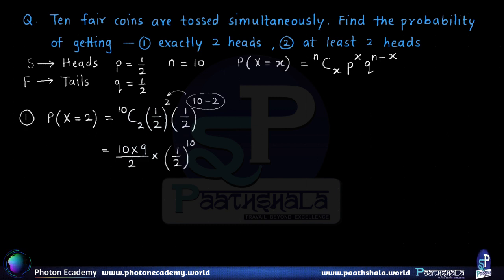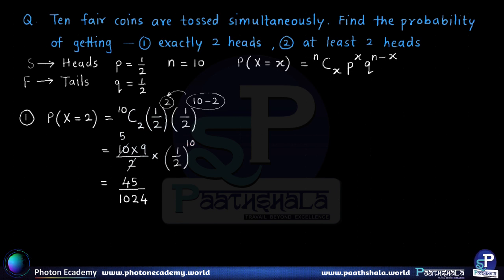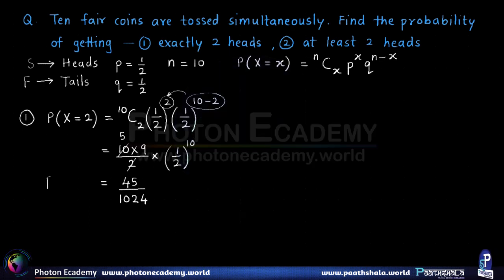And we know from the binomial theorem that the sum of the indices of the two terms is always equal to n, so that automatically comes to 10. So here we can cancel out 2 and have 5 into 9 is 45, and that divided by 2 raised to 10, which is nothing but 1024. Now 2 raised to 10 is a number having only 2 as the prime factor, although it occurs 10 times, and 45 is not divisible by 2, so this is already a relatively coprime fraction. So this is the required probability of getting exactly 2 heads.